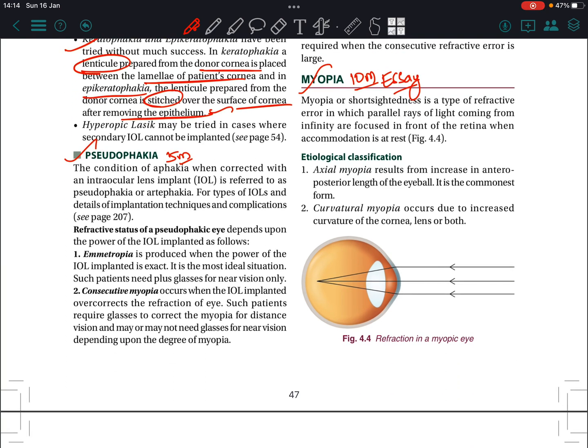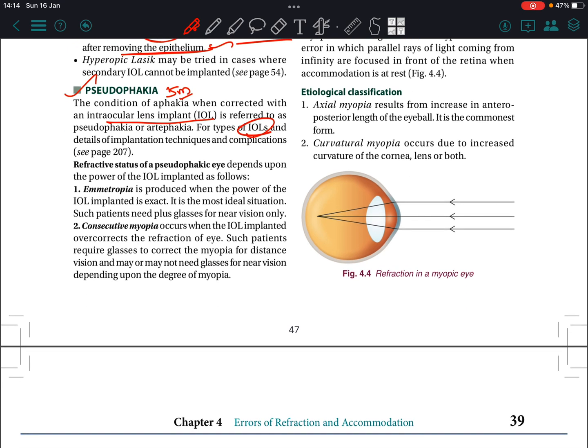Pseudophakia. The condition of aphakia when corrected with an intraocular lens implant is referred to as pseudophakia. The types of IOLs we will see further. Refractive status of pseudophakia depends upon the power of the IOL implanted, as follows. Emmetropia is produced when the power of the IOL implant is exact. It is the most ideal situation. Such patients need plus glasses for near vision.